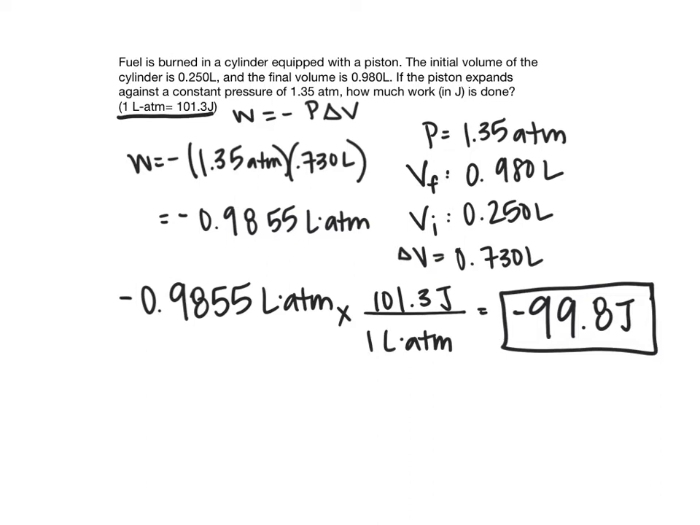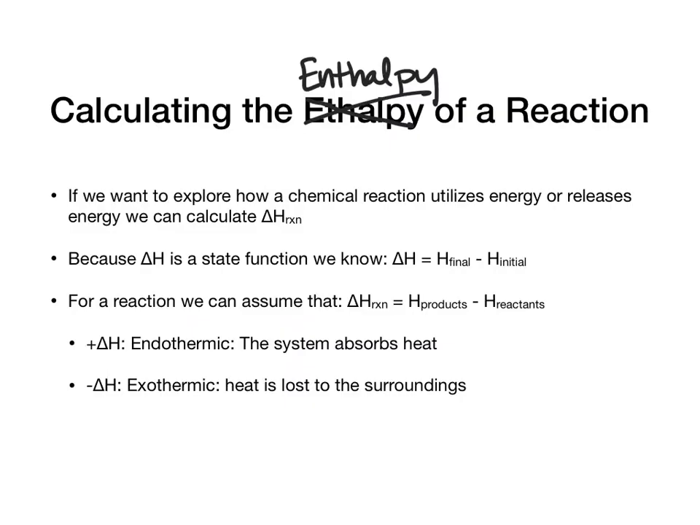So in these questions, we could have solved for the pressure, the volume, or the change in volume. We could look at any number of these over time. So we've calculated the work, and we could also calculate delta H or delta E. Now we want to start to think about calculating the enthalpy of a reaction.